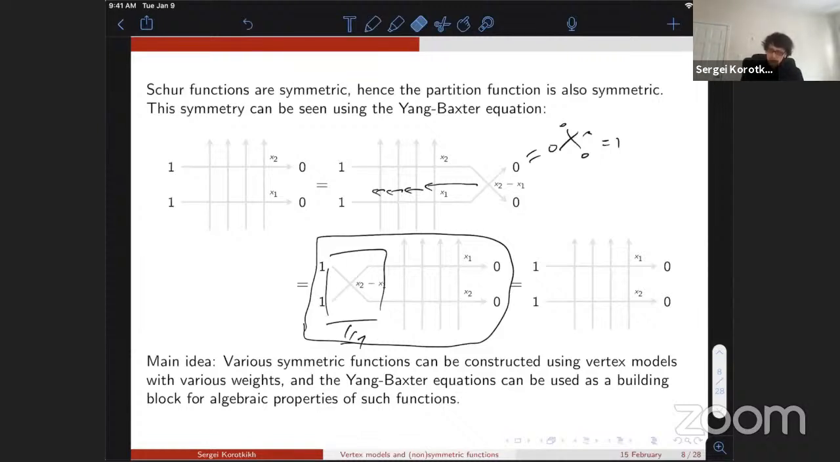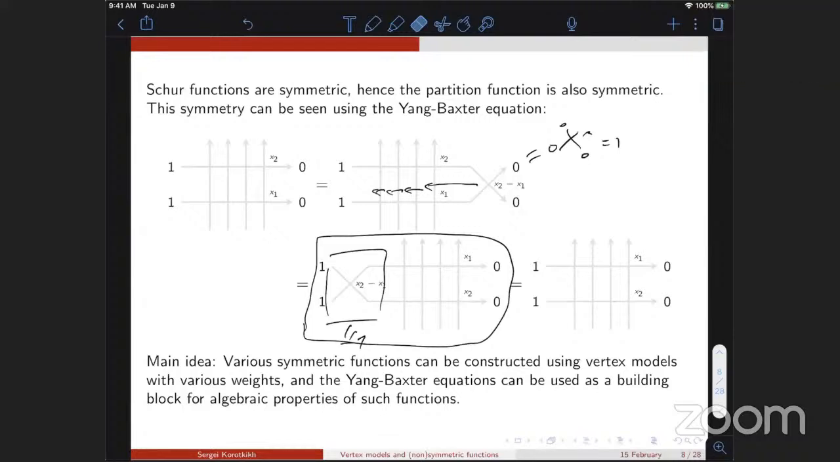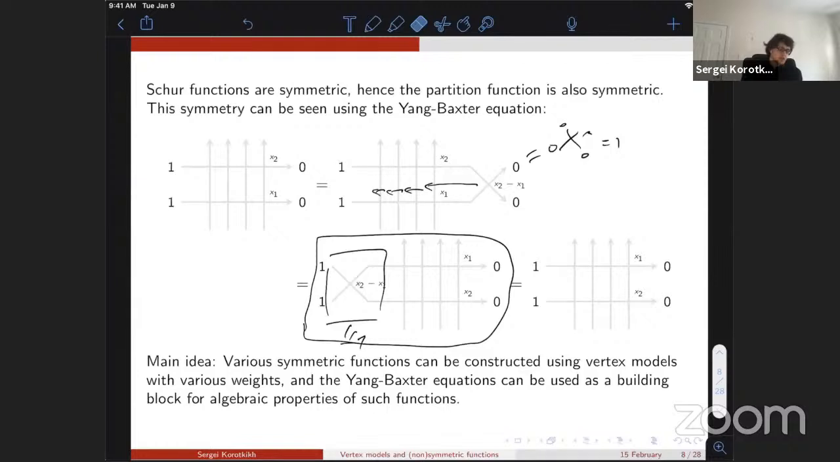The main idea of this example is to show that I can formulate my special functions, namely Schur functions in this case, using vertex models. And then I can use the Yang-Baxter equation to add an additional vertex on the right and then move it to the left. Such Yang-Baxter equations will turn into some a priori non-obvious algebraic relations for partition functions, which will translate to certain properties of the original symmetric functions. And this is the main idea of my talk today.